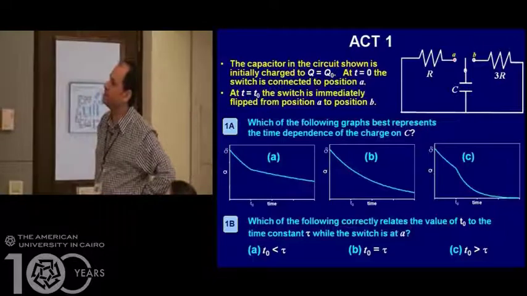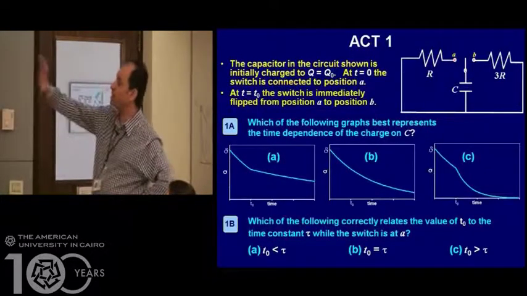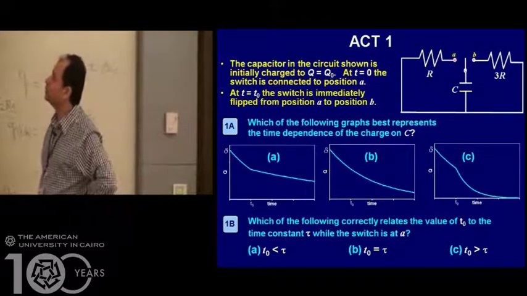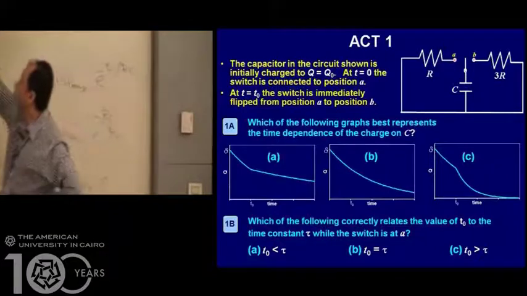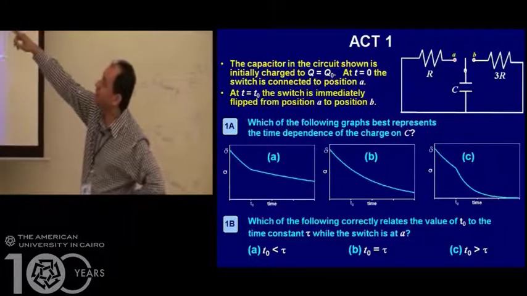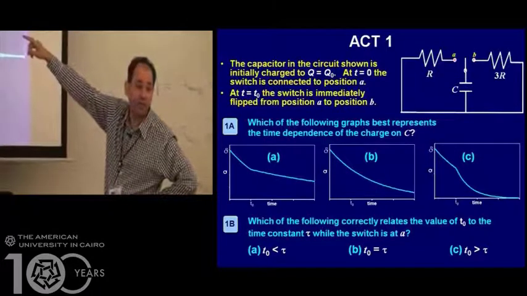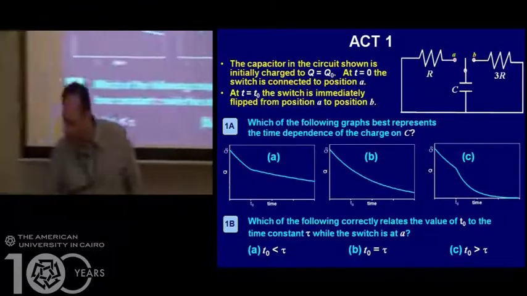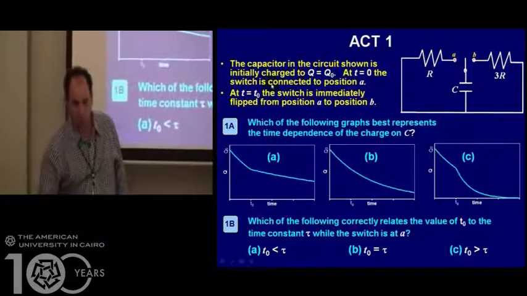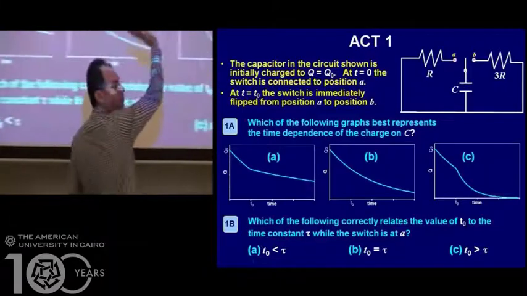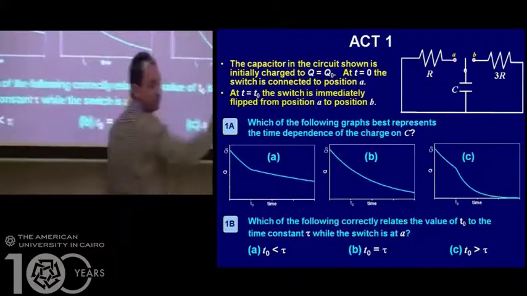A capacitor in the circuit shown is initially charged at Q equal to Q0. So the capacitor has a charge initially equal to Q0. At time equal to 0, the switch is connected to A. So we throw the switch to A. Then after waiting for some time, I will call it T0, we switch from A to B. So first we throw it to A, we wait for some time, then we throw it to B.